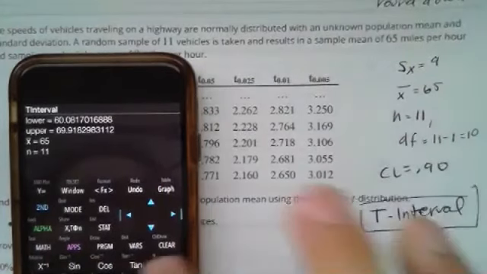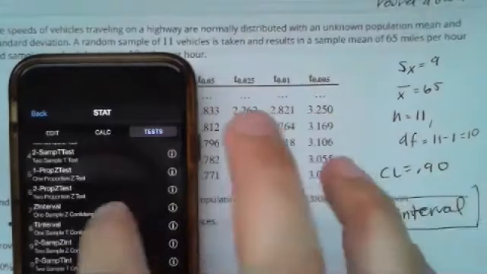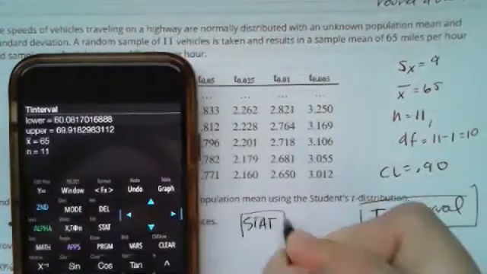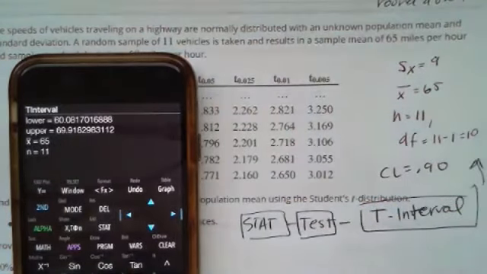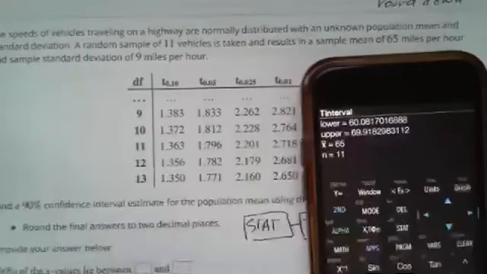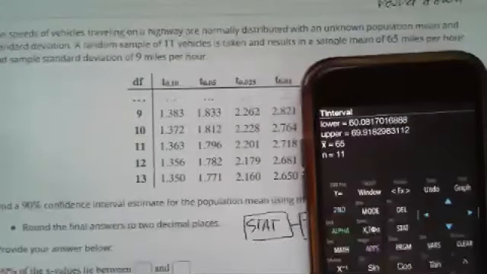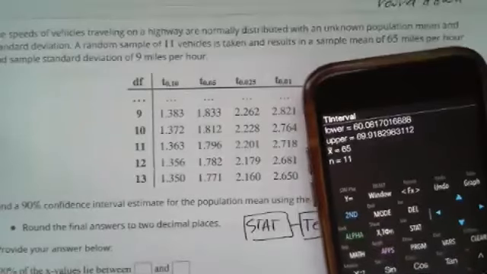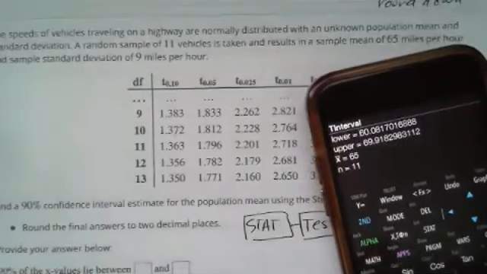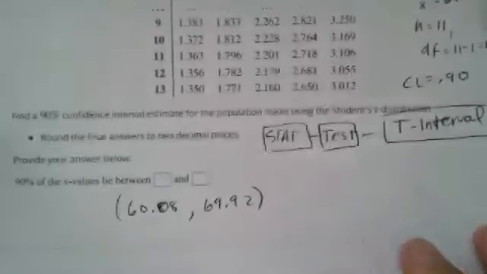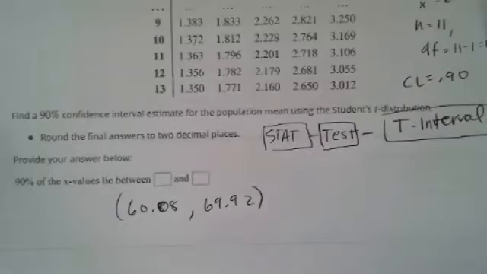Okay, so just to recap: stat, then test, and then T interval, and then you enter this info. And so your lower value would be 60.008, and your upper would be 69.92. Okay, so that's that. And then I think we're getting close to the end here.